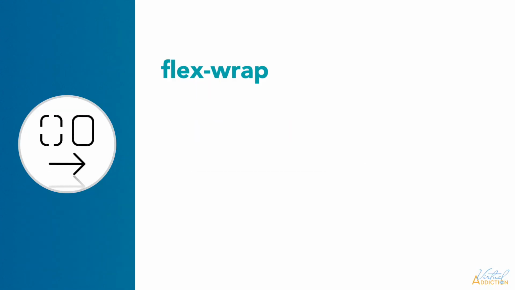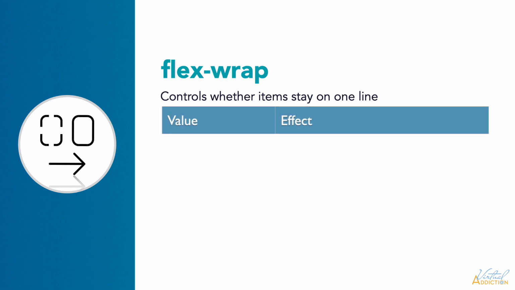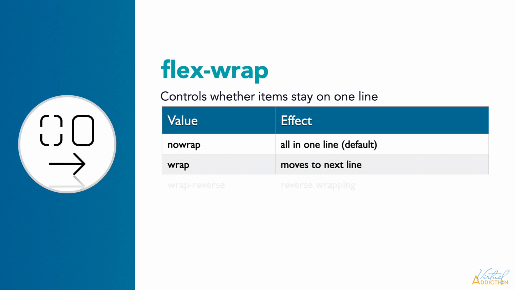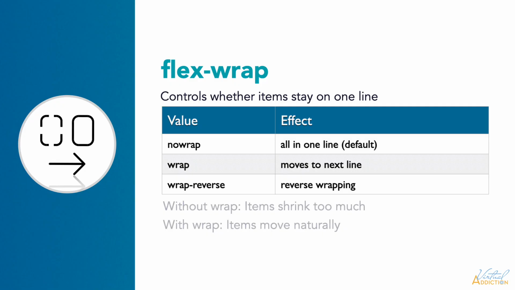Next, we have flex wrap. This controls whether items stay on one line or not. No wrap is the default, which means that all items will appear in one line. Wrap will move items to the next line if there's not room for them to sit horizontally next to each other. And wrap reverse will reverse the wrapping. Without wrapping, items will shrink. With wrapping, items move naturally.